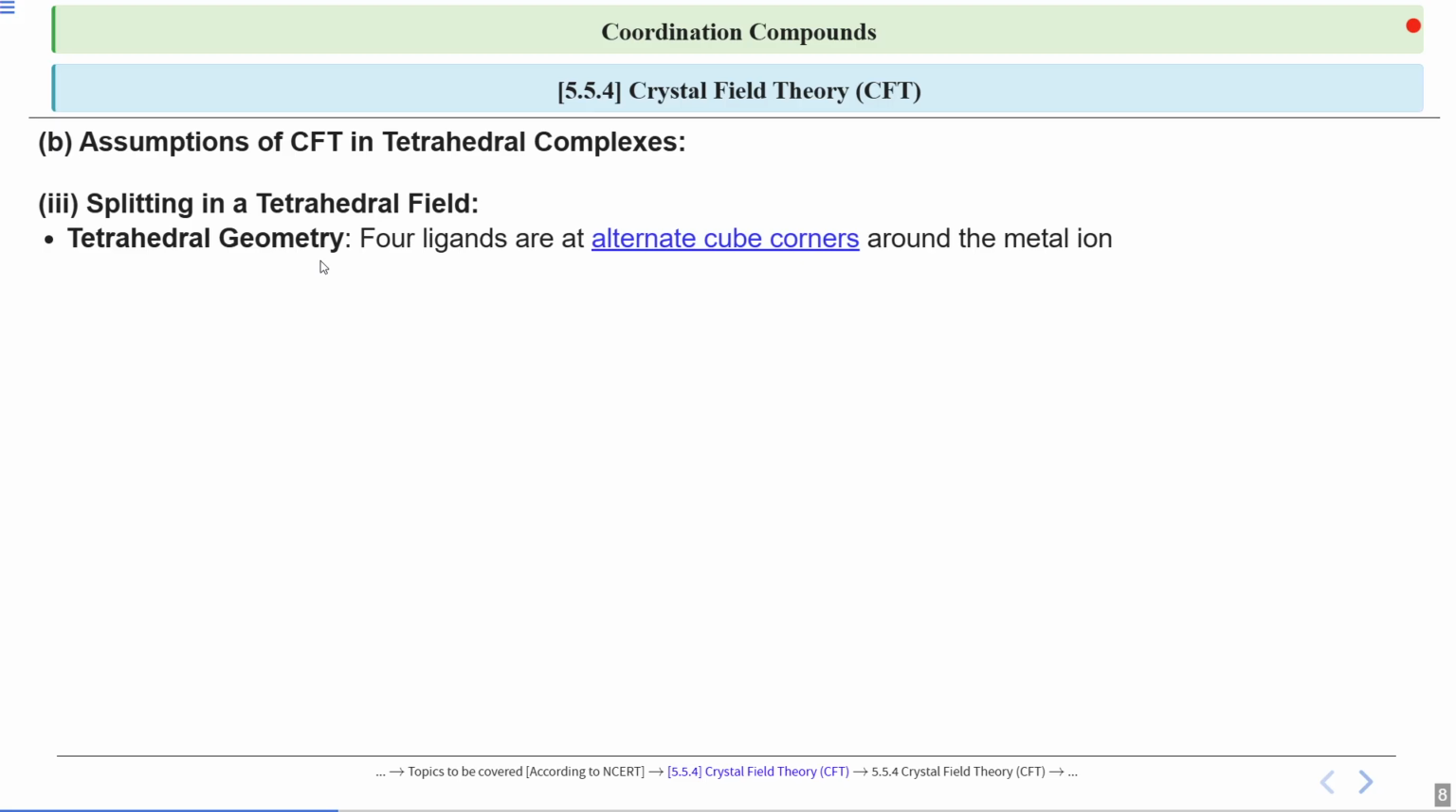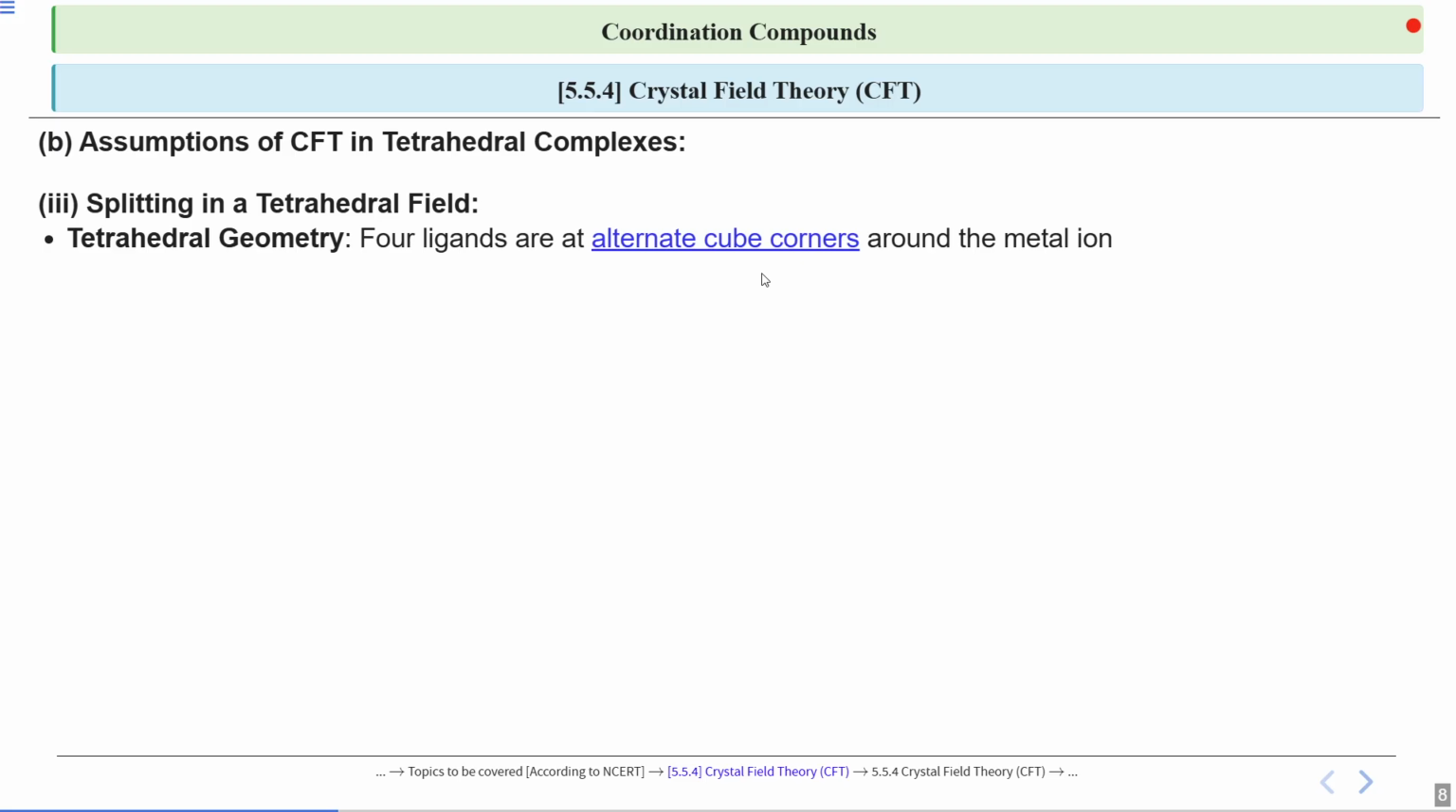Tetrahedral means 4 ligands. Tetra means 4. So in this case, only four donor atoms can bind with the central metal ion, or you can say only 4 ligands can arrange themselves around the central metal ion in a geometry. So how is the tetrahedral geometry going to form for the complex? The 4 ligands are going to be placed at alternate cube corners around the metal ion. If you consider a cube, a cube is basically a 3D form of a square having all the sides equal, right?